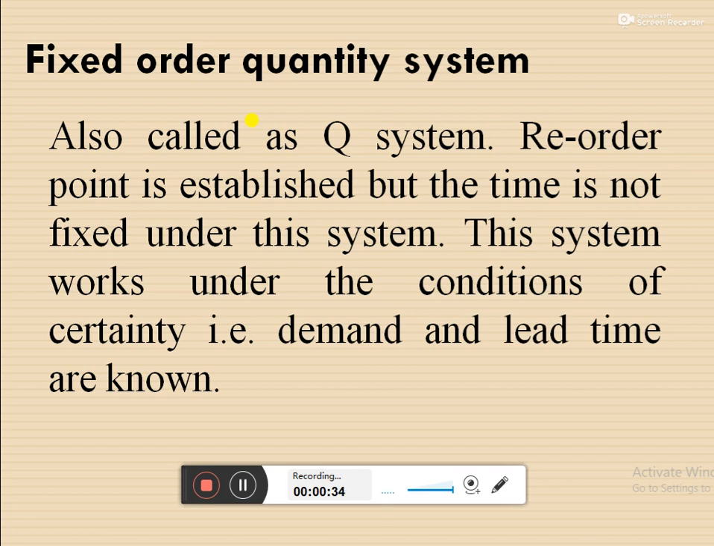So in this video, we would discuss about fixed order quantity system. In fixed order quantity system, reorder point or reorder level is established, but the time is not fixed. Basically, this system works under the conditions of certainty. That means the quantity demanded and the delivery time are known and fixed over a period of time.